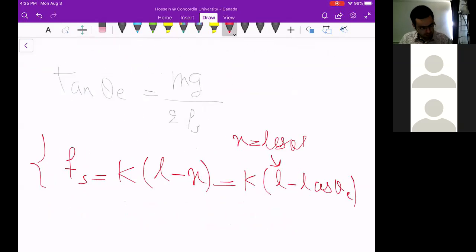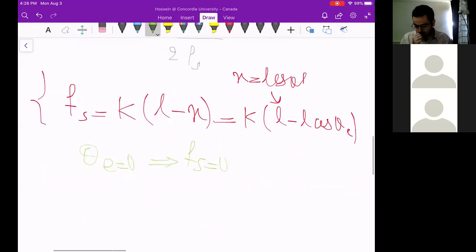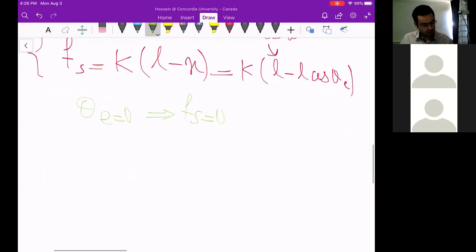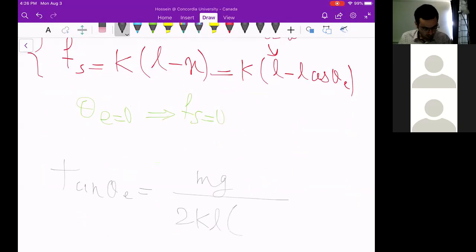So if you take a look at here, if I insert theta E as 0, therefore Fs is 0. So it already satisfied the condition. So how could we find a static equilibrium theta? We have already reached this point: theta E is equal to mg divided by 2kl, if I plug in Fs, 1 minus cosine theta E, and I just factor out L.